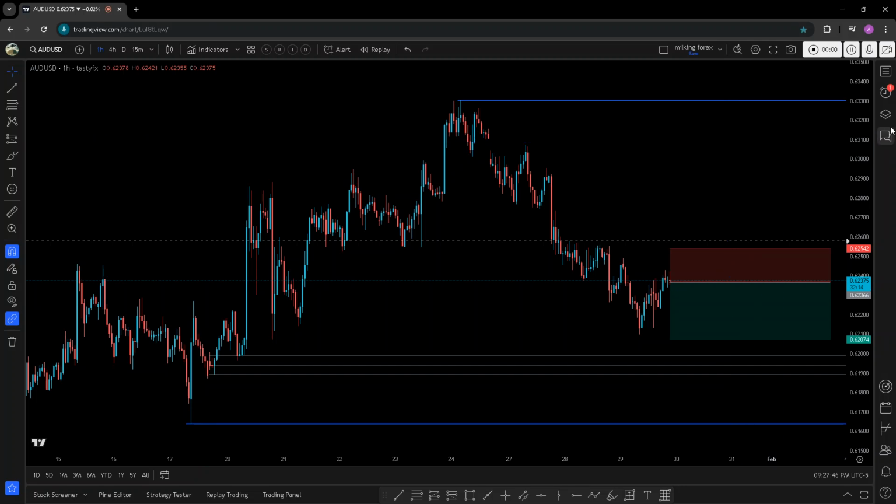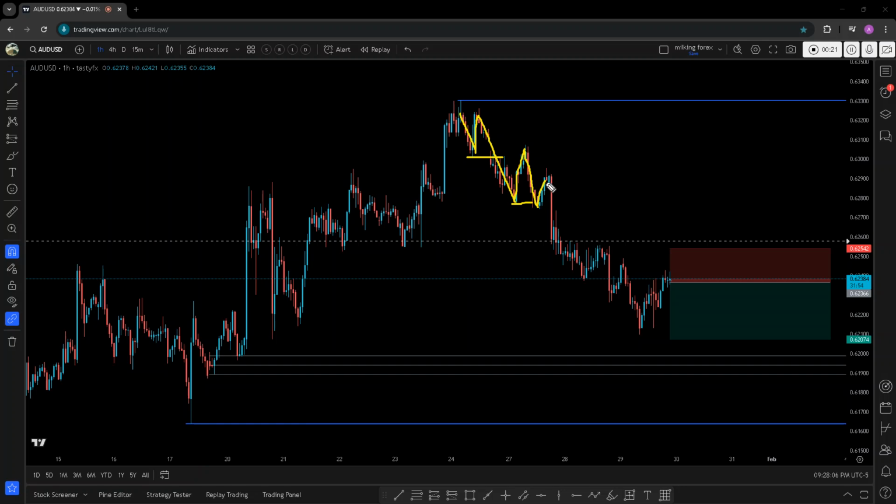Hi guys, I just want to explain a quick setup on AUD USD. Here we can see that the price started breaking its own lows right here, pulled back in a corrective move, and then gave a move again towards the downside, taking out this liquidity.